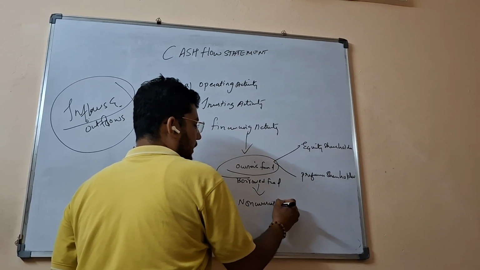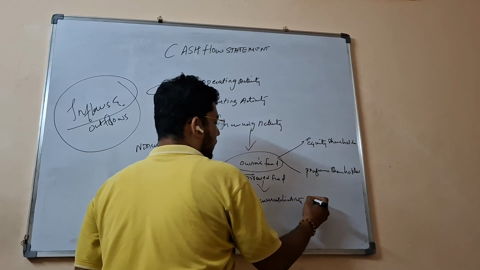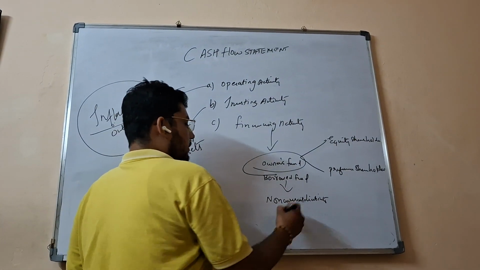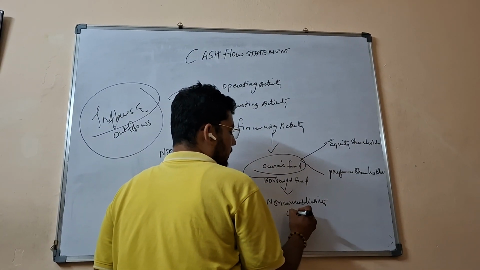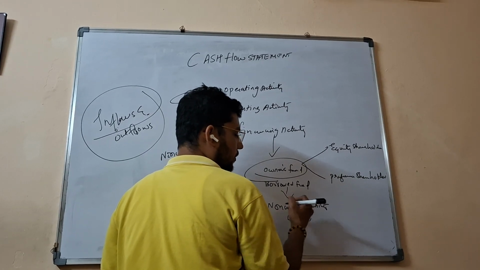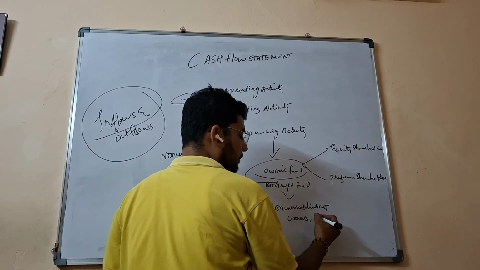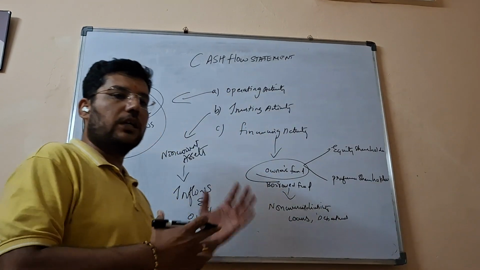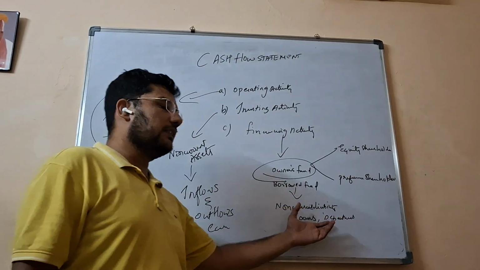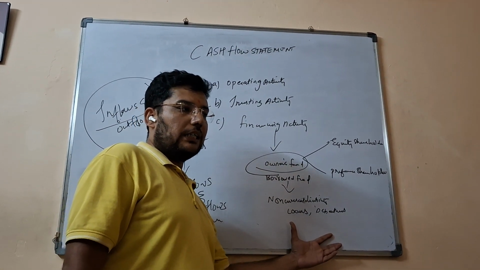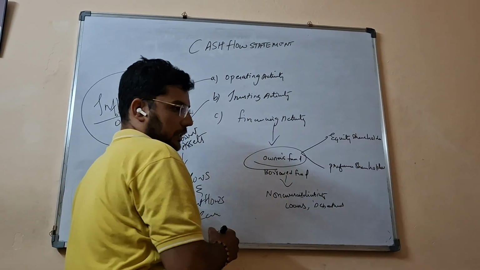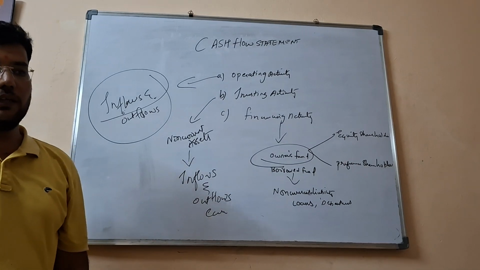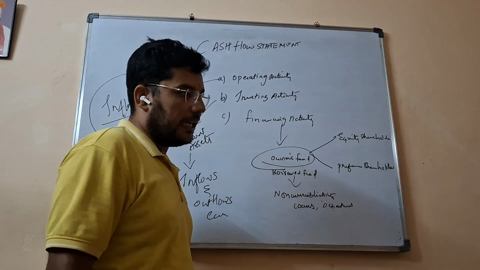Non-current liabilities, that is your loans, debentures, any borrowings which is beyond 12 months period, that is considered to be my non-current liabilities. So any inflows and outflows relating to this owner's fund and borrowed fund will come in financing activity.